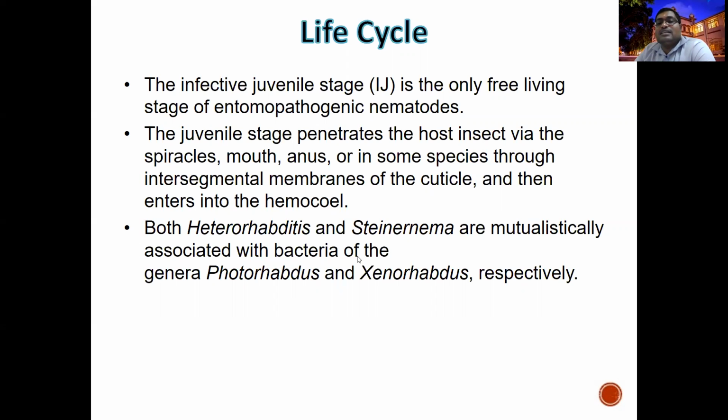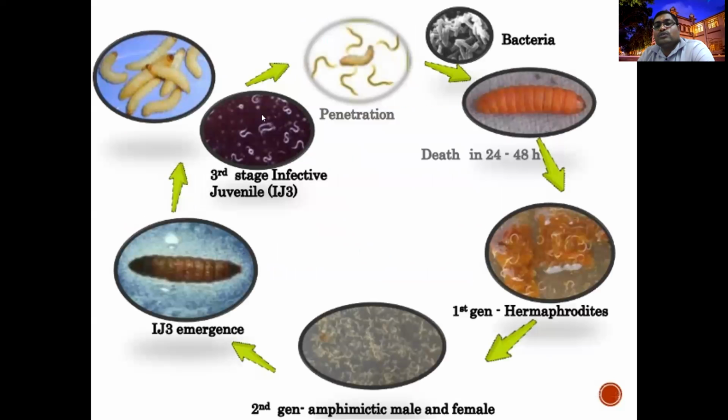Both Heterorhabditis and Steinernema are mutualistically associated with bacterial genera. There are two bacterial genera: Photorhabdus associated with Heterorhabditis, and Xenorhabdus associated with Steinernema. These mutually associated bacteria are always there in the nematode guts, right? Once the nematodes reach the hemocoel, the bacteria will work.